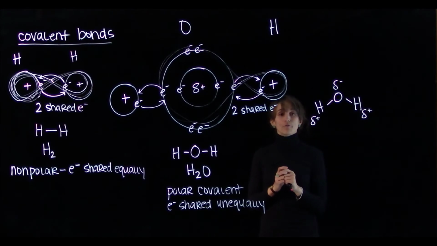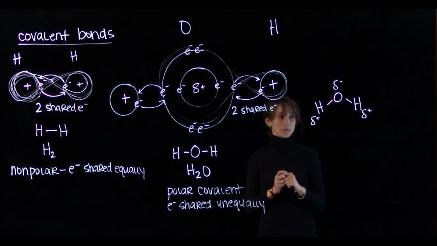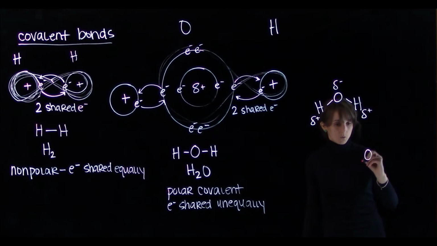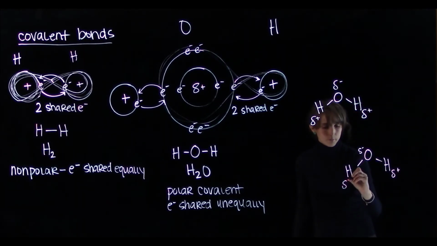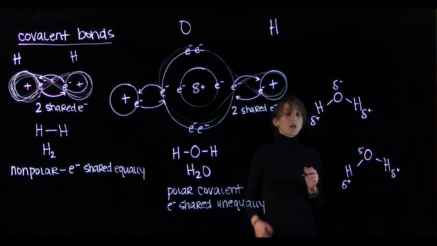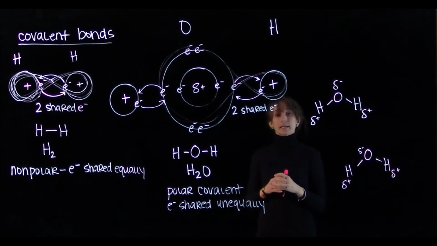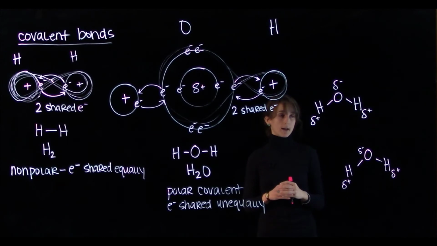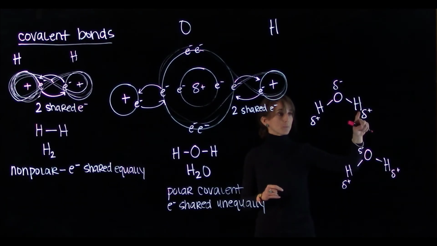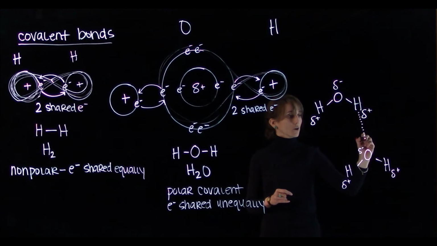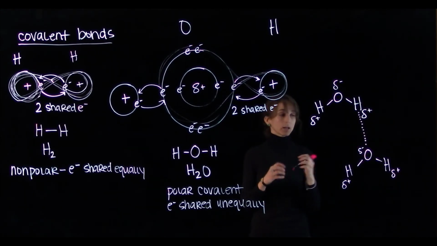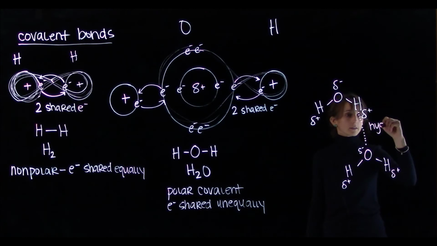Now, one last type of interaction is a hydrogen bond. I'm going to draw one more water molecule here. Here's our partial negative and our partial positive. Remember when we talked about ionic bonds, we said that in chemistry, opposite charges attract. So here we have a partial positive in close proximity to a partial negative. So there will be a weak attraction formed between those two. And that weak attraction is called a hydrogen bond.